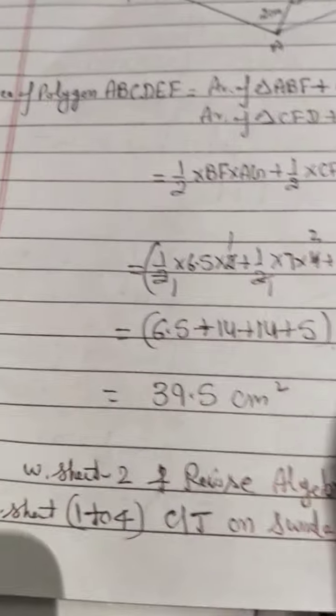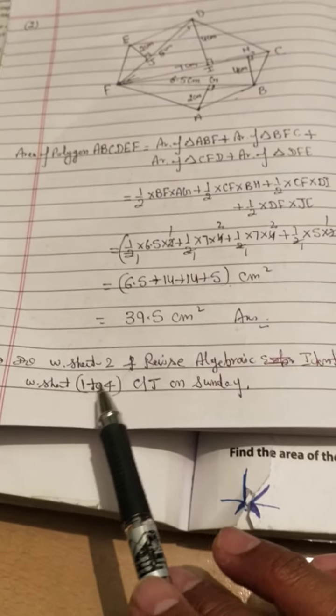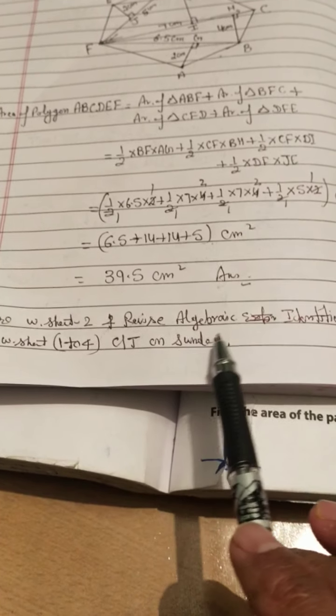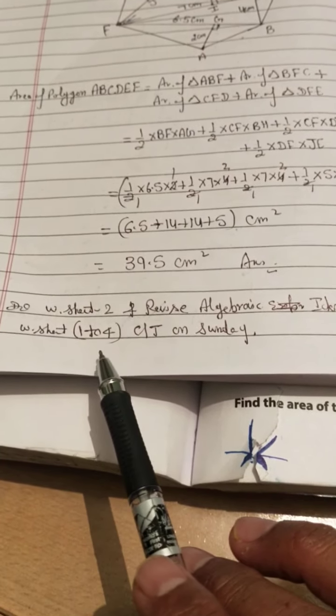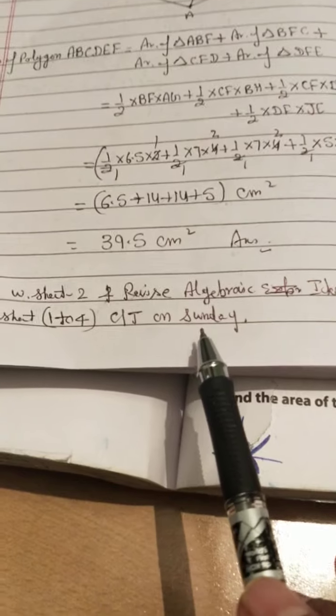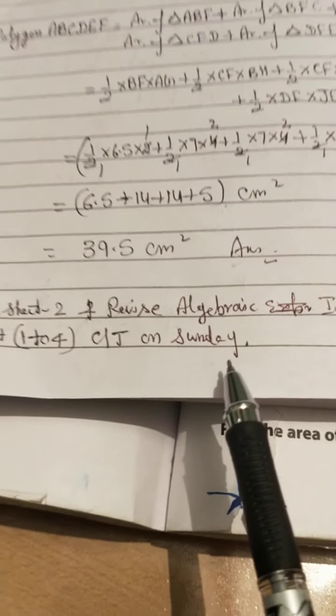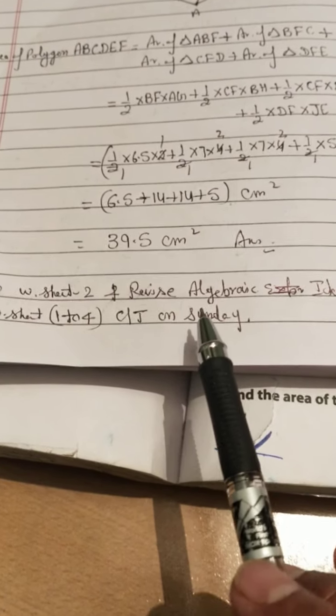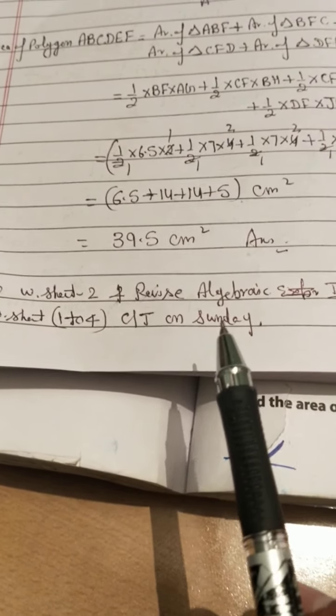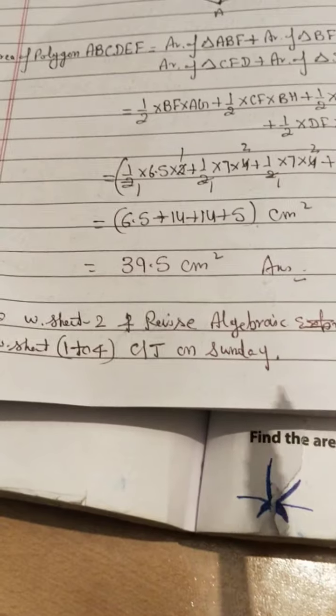Now your work will be to do worksheet second and revise algebraic identities. Worksheet 1 to 4 class test on Sunday, same timing 10 AM to 10:40 AM. So revise it properly. Sunday will be your test of algebraic identities from worksheet 1 to 4.